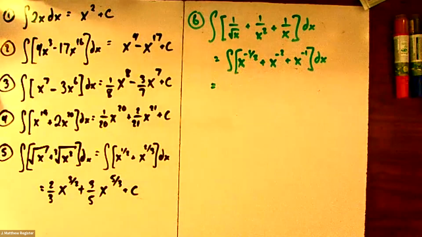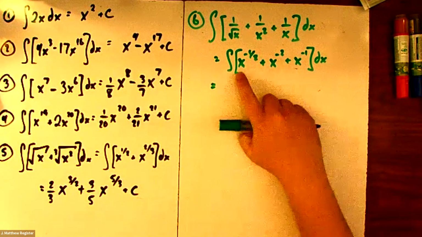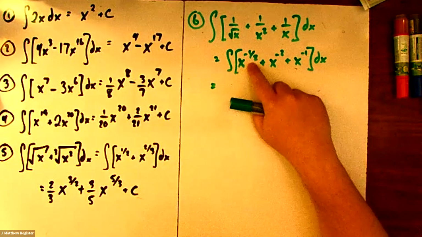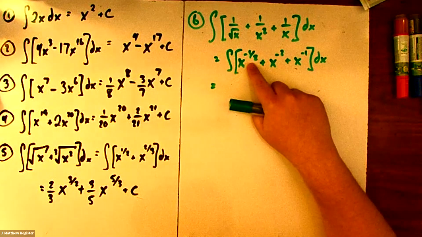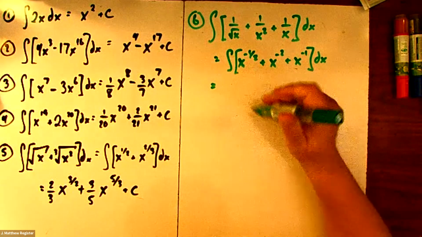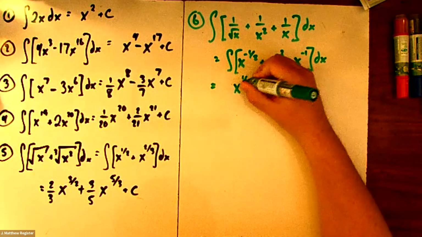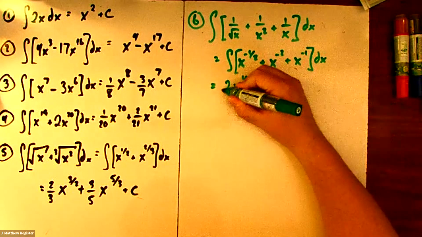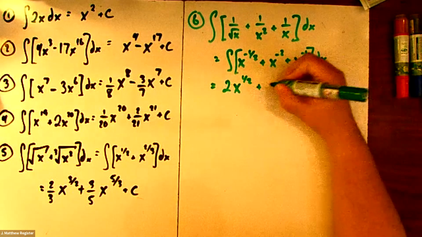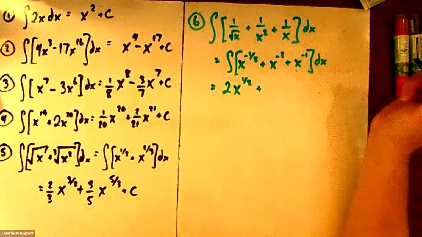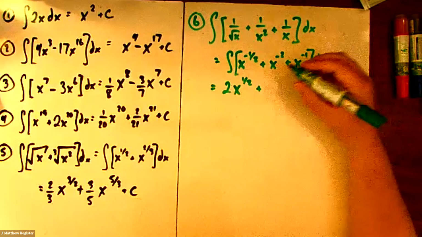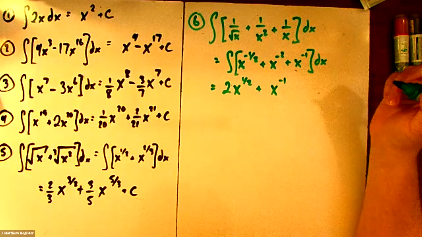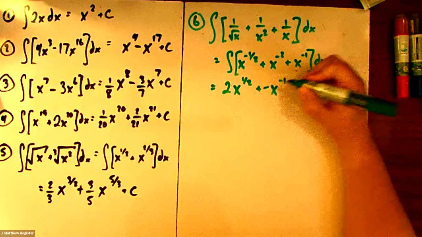But what I find interesting about this one is the answer for all three of these looks very different. Because when we add 1 to negative 1/2, we will get x to the 1/2. And then to cancel that out, we would need a 2. For this one, when we add 1 to negative 2, we would get a negative 1. And to cancel a negative 1 out, we would need a negative.